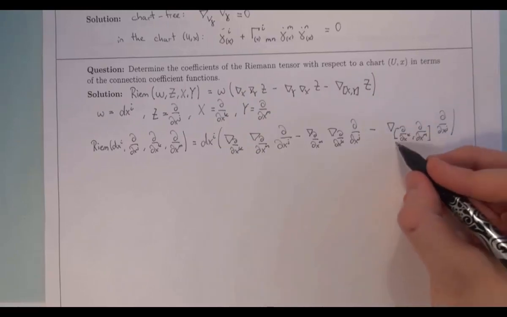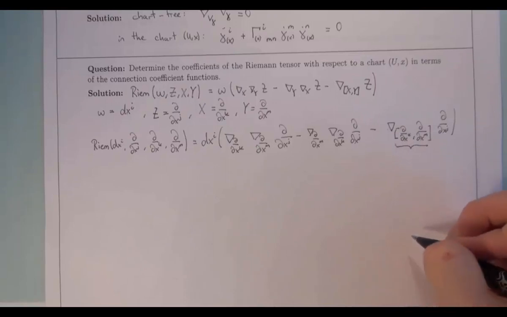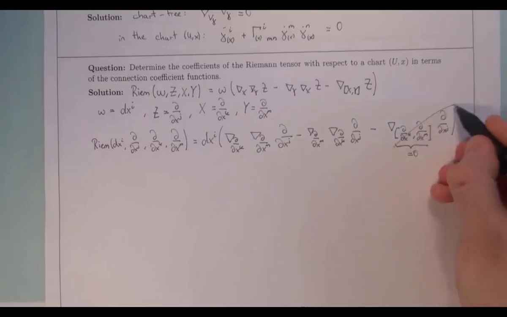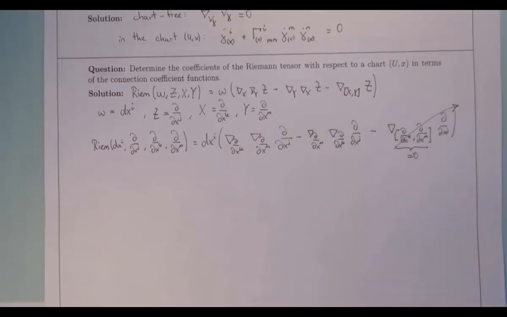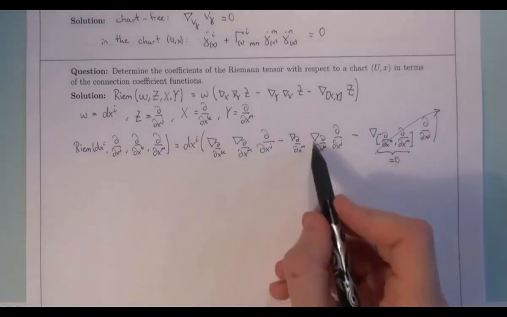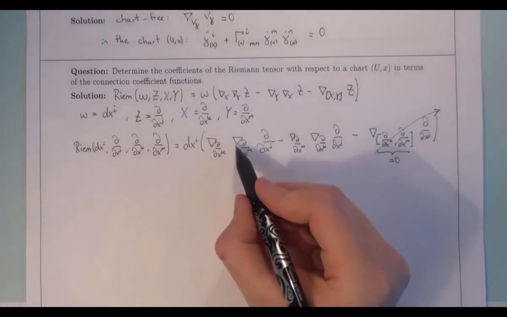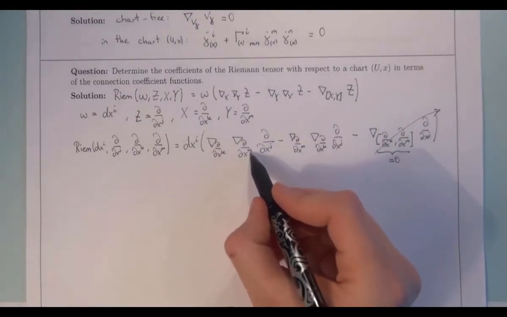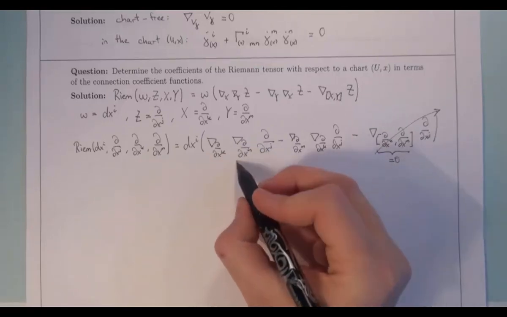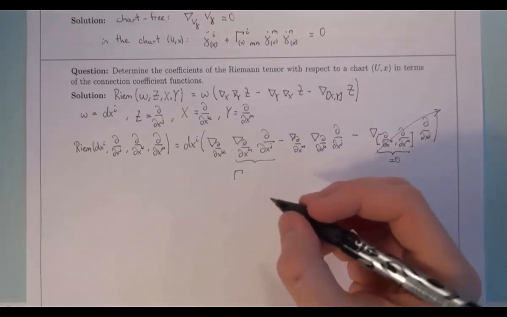So we already got shown in the lecture that for such a chart-induced basis, this commutator is 0 and this term kicks out. So now we're left with these two terms in here. And now we identify this covariant derivative with respect to such a basis field acting on another one. Well, this was just the definition of the connection coefficient functions.